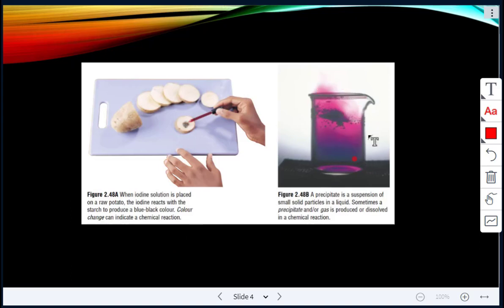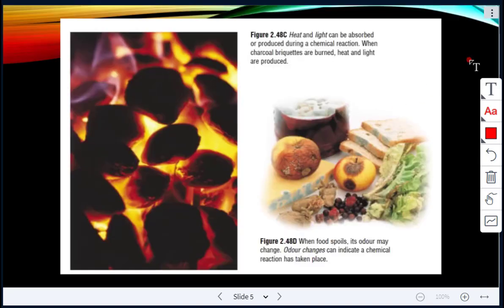Here we see a precipitate. Recall that a precipitate is a solid being formed. A precipitate is a suspension of small solid particles in a liquid, and sometimes a precipitate can be produced, or a gas can be produced or dissolved, in a chemical reaction. So that's another indicator. Heat and light can be absorbed or produced during a chemical reaction. Here, charcoal briquettes are burned, and heat and light are being produced.